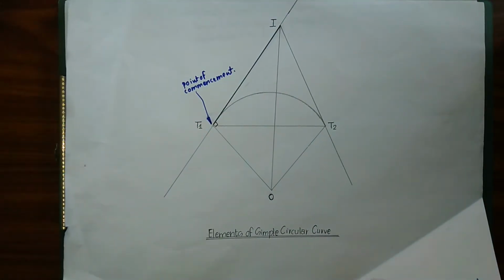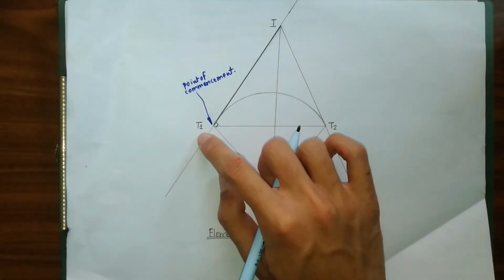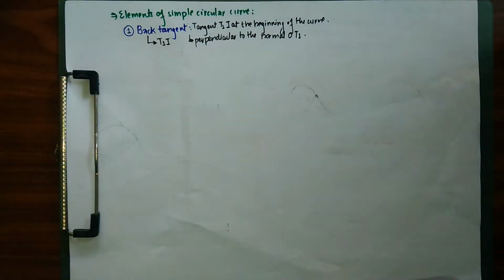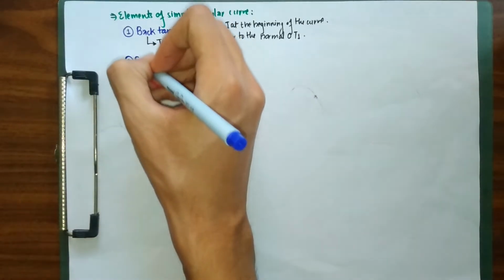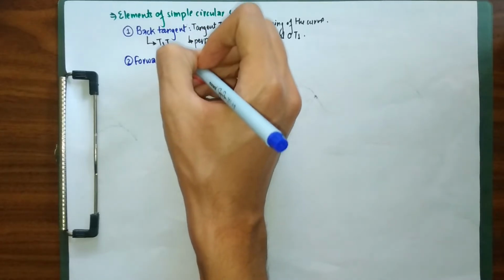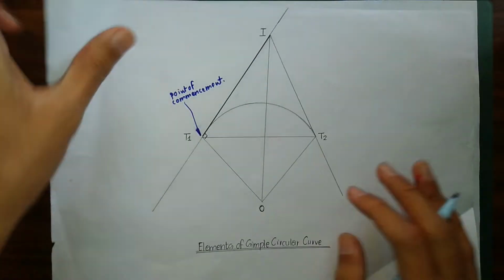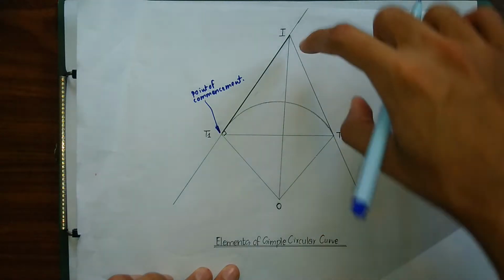So our back tangent is simply the tangent at the point of beginning of our curve, which is T1. Next we'll be talking about our forward tangent. Our first point, back tangent, has been completed. Next we'll talk about number 2, the forward tangent. Forward tangent is quite similar to back tangent. Once you have understood back tangent, forward tangent is simply another tangent, IT2.